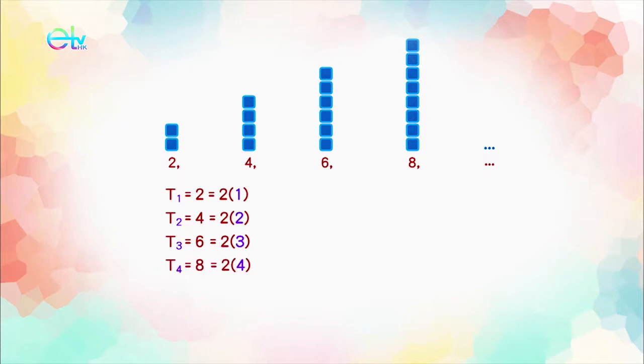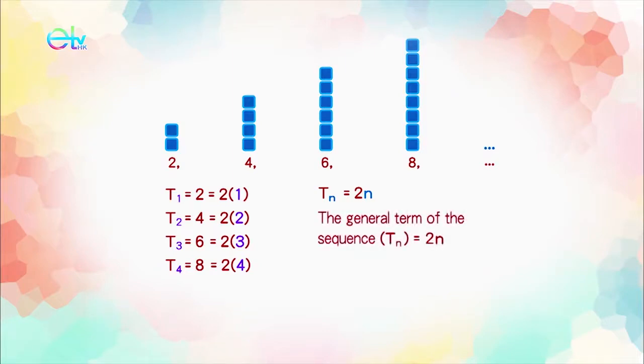According to the pattern of T1 to T4, we know that the nth term Tn is 2 times n, that is 2n. As an algebraic expression, 2n represents the nth term of the sequence, and 2n is called the general term of the sequence. We can use the general term of a sequence to find out each term of that sequence. For example, if n is equal to 15, we can find the 15th term of the sequence. The 15th term is 2 times 15, which is equal to 30.